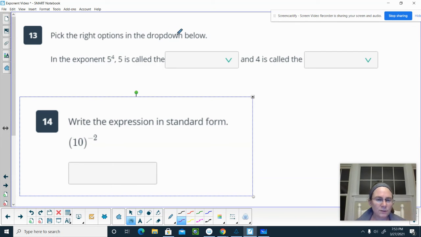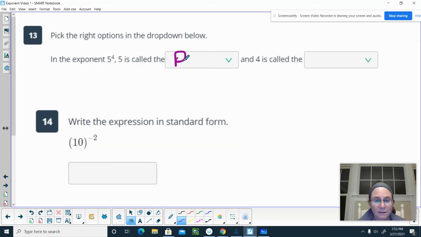Pick the right options for the drop down below. All right, 5 to the 4th power. 5 is called the base. And 4 is called the exponent.